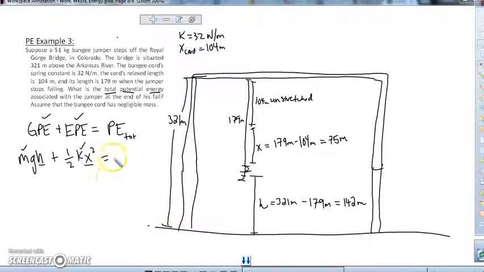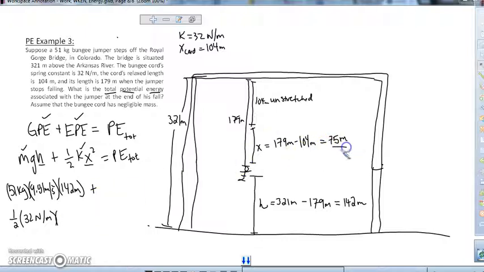And here we go. We now have all the information for our total. So m is going to be the 51 kilograms. g is 9.81. And the height at that location is 142 meters. So plus, I'm just going to go down here because I'm running out of room, 1/2 k, which is the 32 newtons per meter, and then the stretched distance of the elastic, squared.